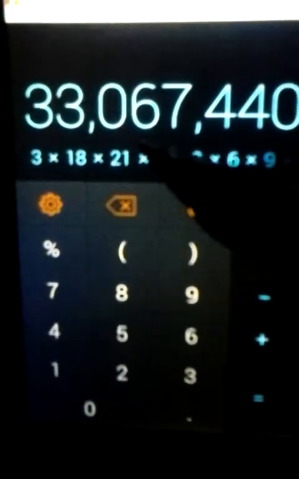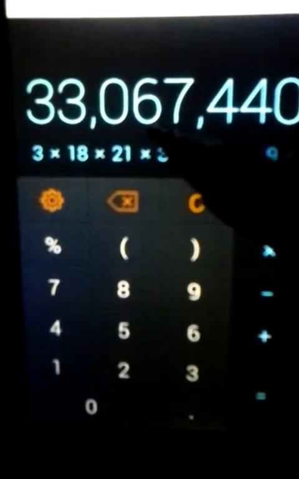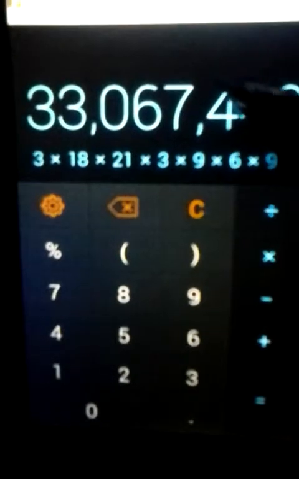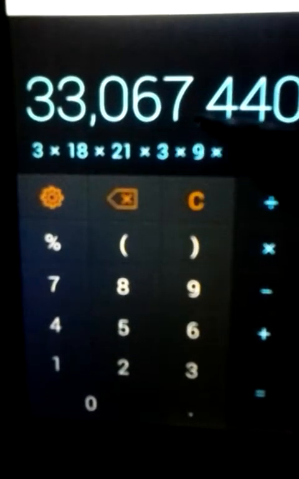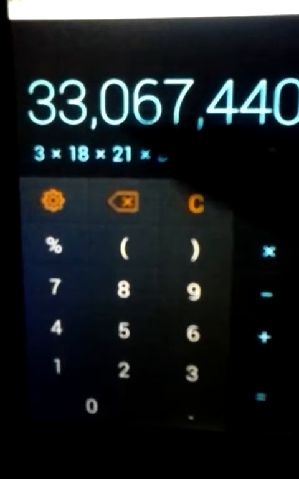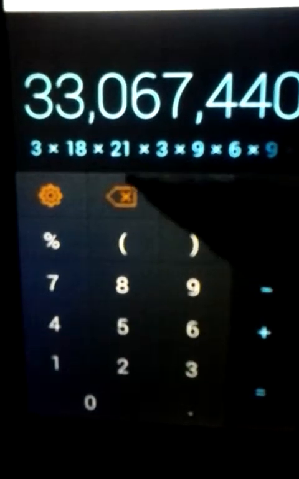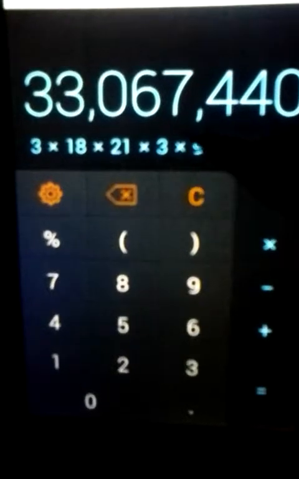It also gives you the number for creation, 6 and 7. God created the earth in 6 days and rested on the 7th.